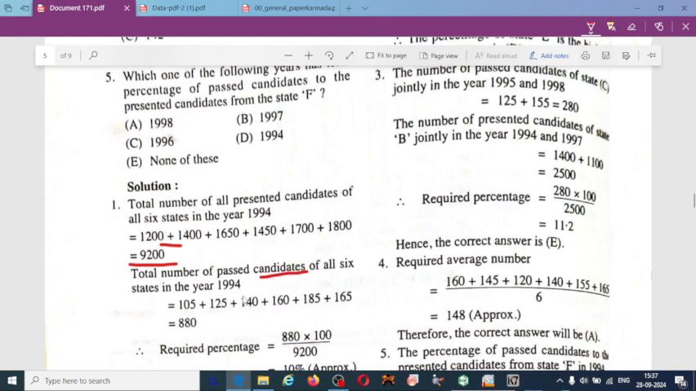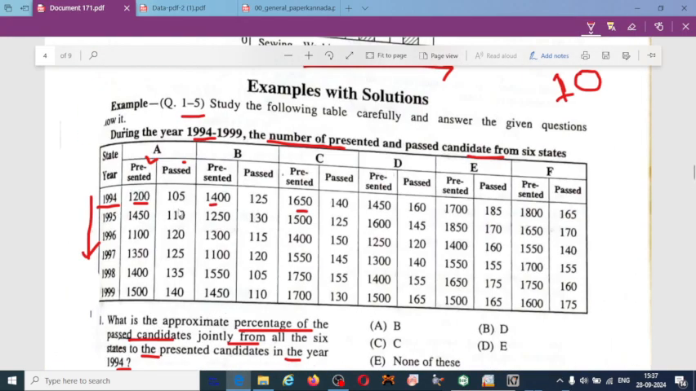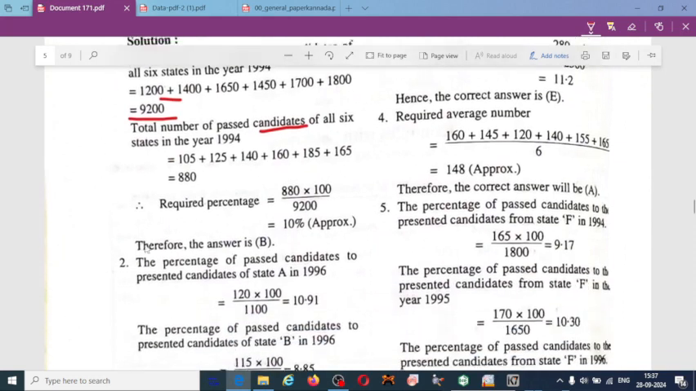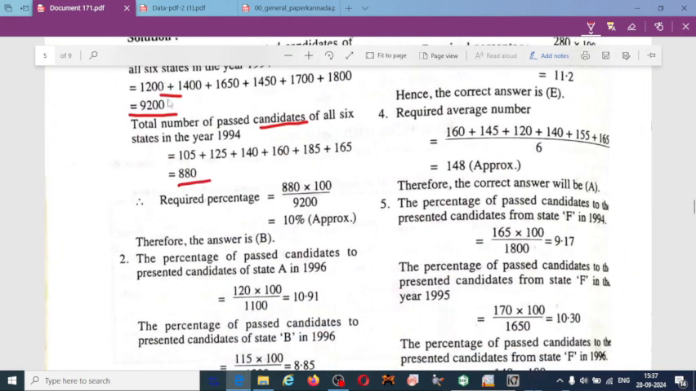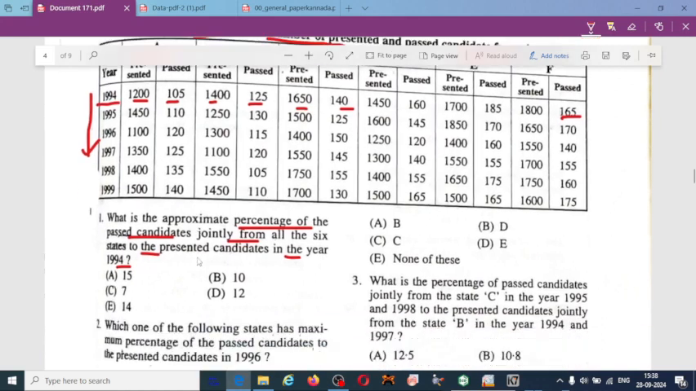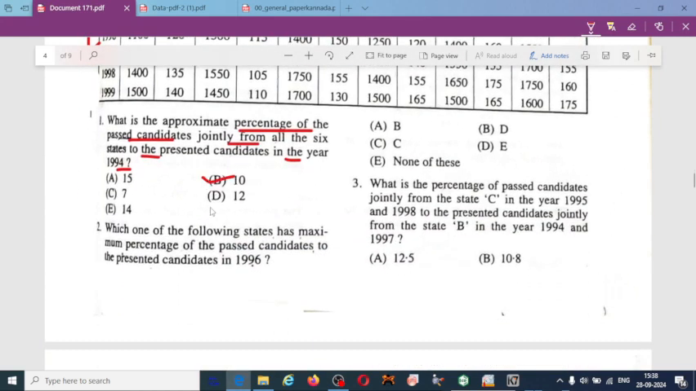So to calculate the total number of passed candidates, you should add up the passed candidates 105, 125, 140, all the values from the different states. If I add up, I will get 880. These are presented candidates and these are passed candidates. Then you should calculate the percentage. Take the ratio of passed candidates to presented candidates and multiply by 100. So the overall percentage is 10%. So option B is correct. Passed to presented candidates in the year 1994 in the different states is 10%.